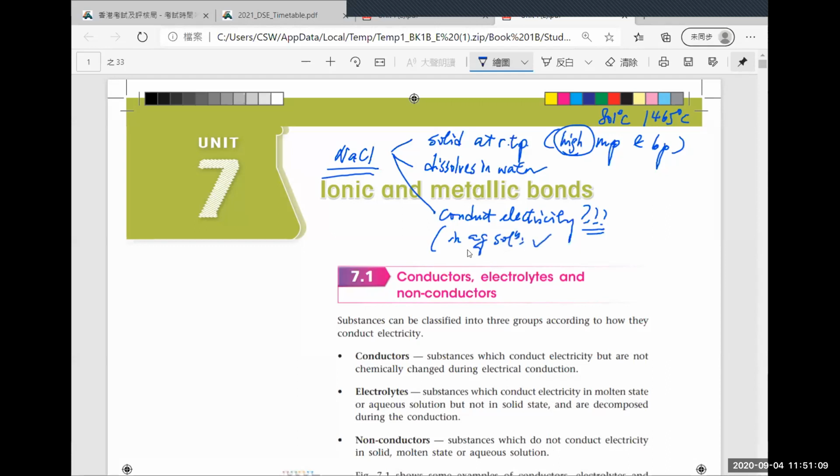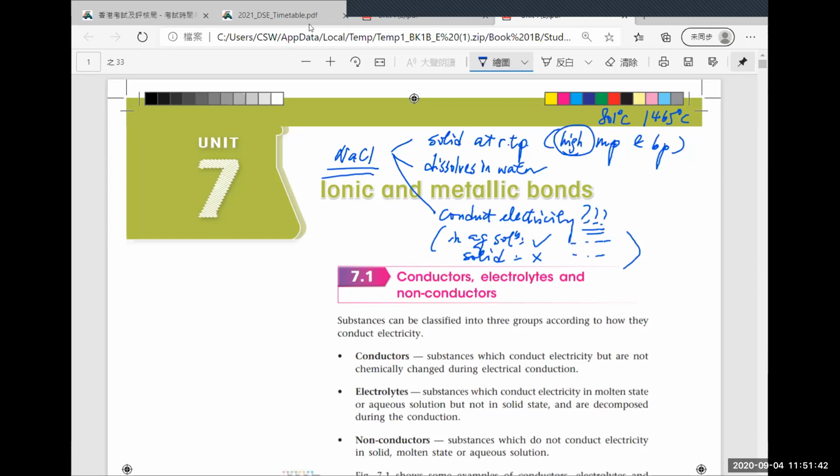So how about the other state, such as solid? Because mostly we will call NaCl a solid, right? Can it conduct electricity? Indeed, it's no, right? So you may have some other situation which will help you understand what is meant by conduct electricity. So it is physical state dependent. It depends on what situation they are having.